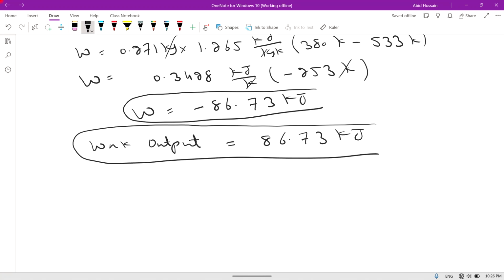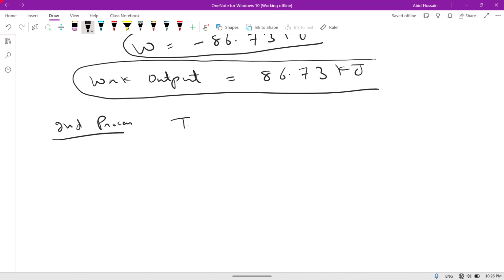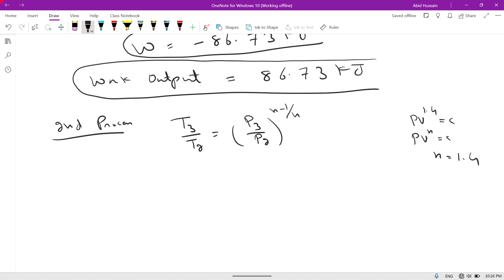Now we are solving second part of the problem. So for second process, first we find final temperature. For final temperature we use formula T3 divided by T2 is equal to P3 divided by P2 power n minus 1 divided by n. And second process is PV^1.4 is equal to C. It means that this is PV^n is equal to C. It means that n is equal to 1.4.